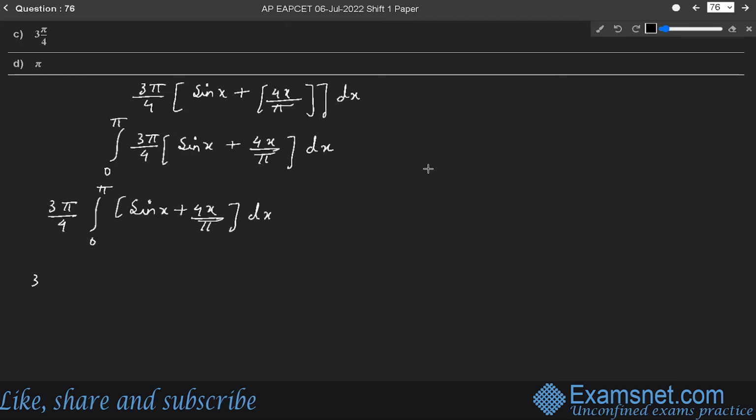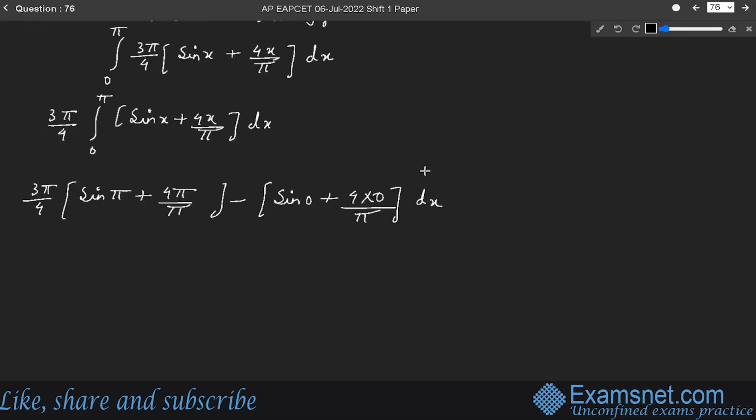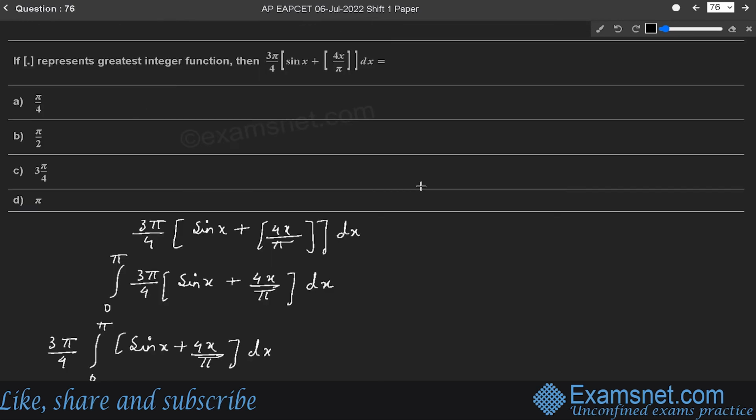On putting the limits, it becomes 3π/4 into [sin π + 4π/π] minus [sin 0 + 4 into 0/π]. So on solving, this term will be equal to 1. So it becomes 3π/4 into 1, which is equal to 3 into π/4. Therefore, we can say that the correct answer for this question is 3π/4. So option C is the correct option for this question.